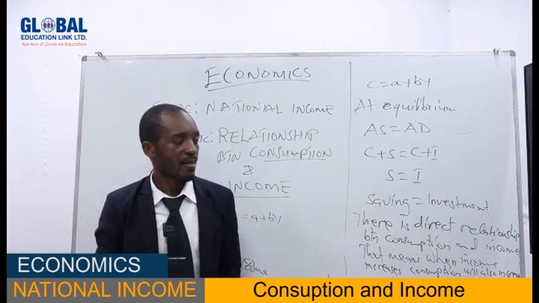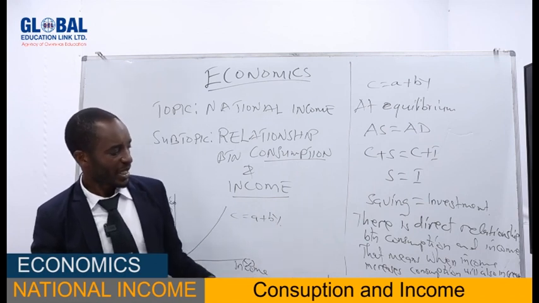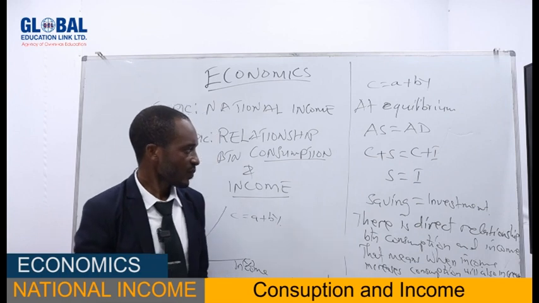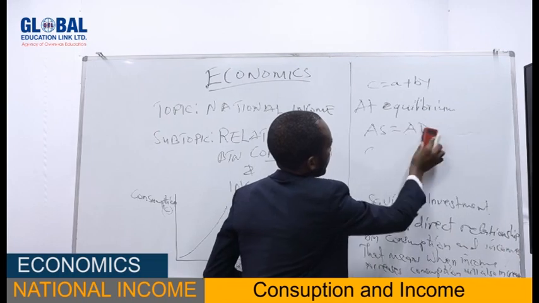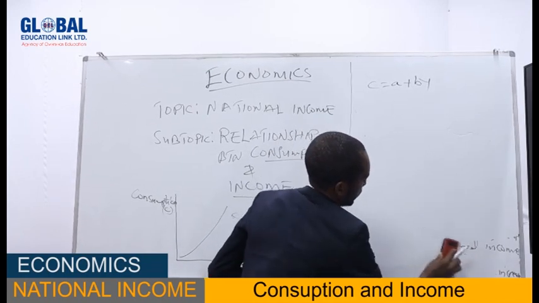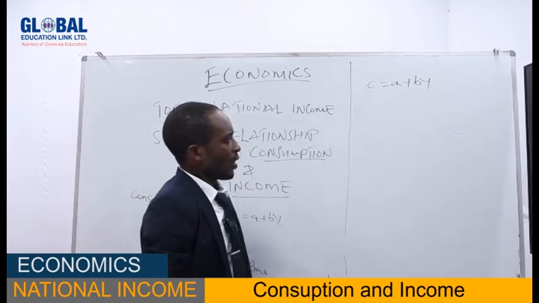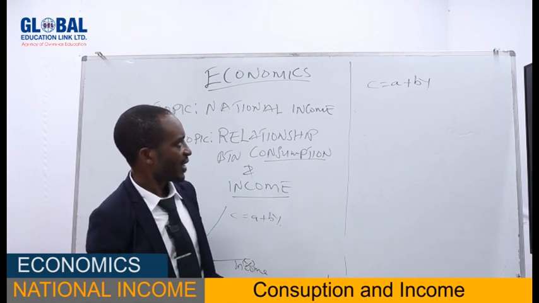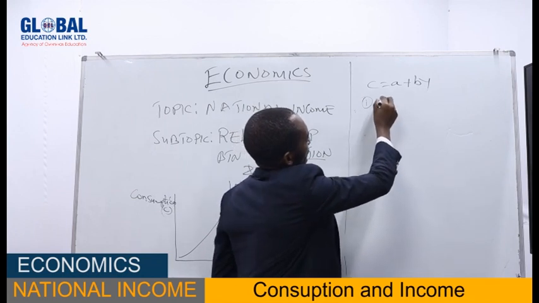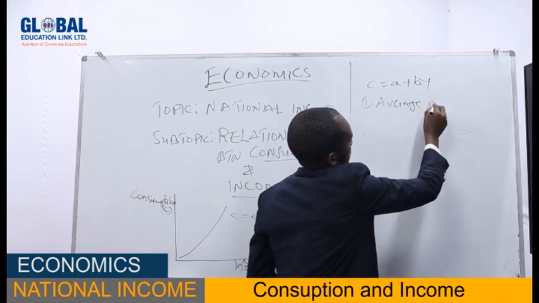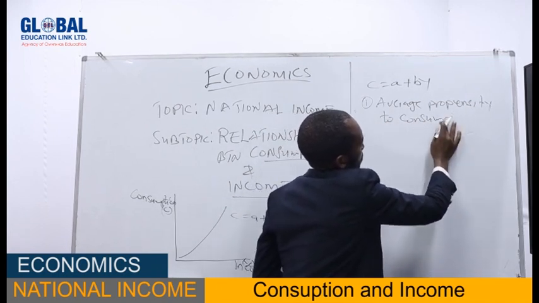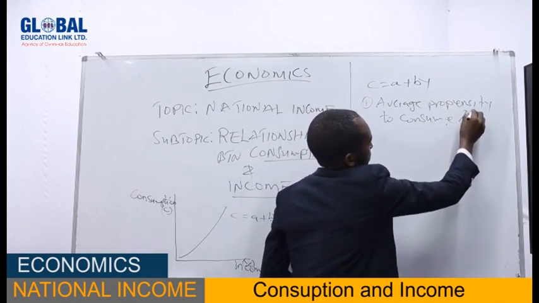Now let us derive some concepts which will help us to make some analysis on the relationship between consumption and income. The important concepts in this subtopic are, as follows, one, we need to have knowledge of the average propensity to consume, or in short, APC.